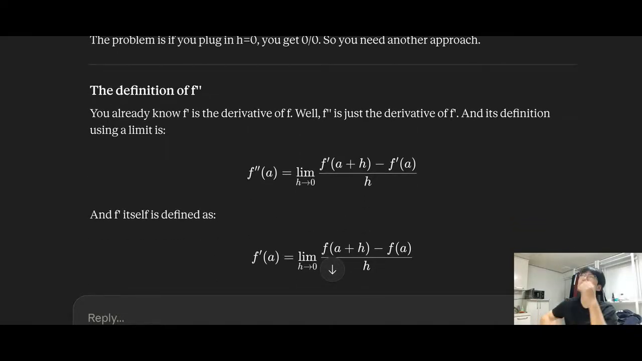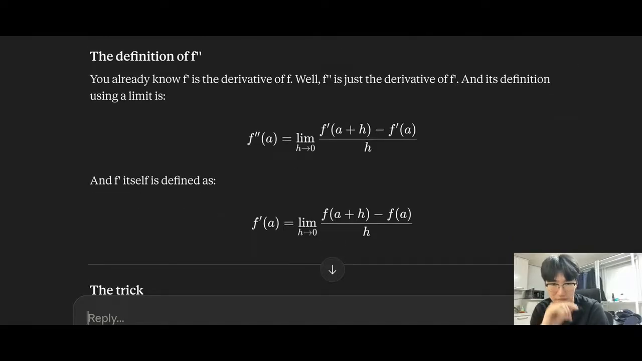Oh, what the hell, bro? Oh my god, bro. Leave me alone. Okay, so f double prime of a equals the limit. Bunch of nonsense, and f prime itself is defined as blah blah blah.